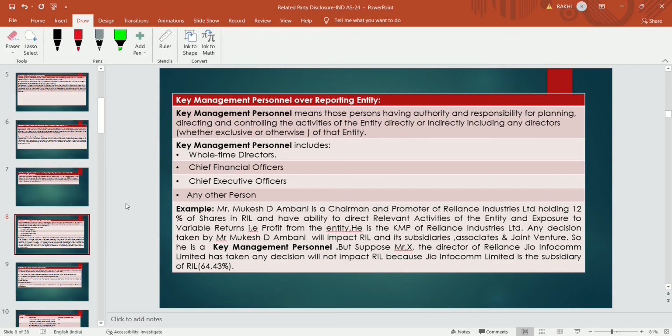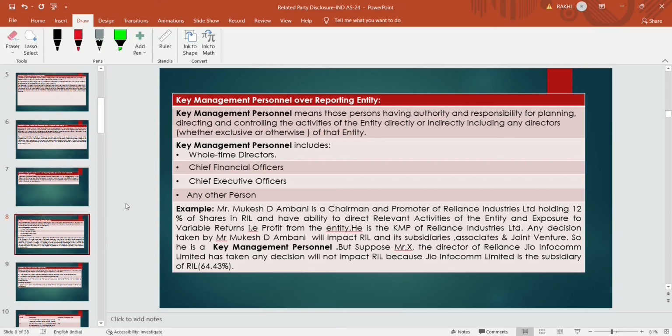This is to be explained by example. Suppose Mr. Mukesh Ambani is the chairman and promoter of Reliance Industries, and he is holding 12% of the shares in Reliance Industries Limited, and he has the ability to direct the relevant activities, whether directly or indirectly, and has exposure to variable returns of profit from the entity. He is the KMP of Reliance Industries. Any decision taken by Mr. Mukesh D. Ambani will impact not only Reliance Industries but its subsidiaries, associates and joint ventures.